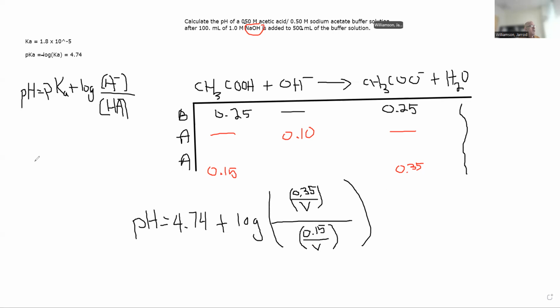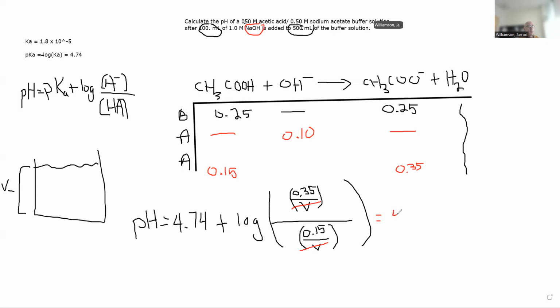But since I had that picture over here, they're both in the same container. That means whatever the value of the volume is, I had 500 mils to start, and I had another 100 mils when I added the 100 mils here. 600 mils. I don't even need to calculate the concentration because I know that this volume will be equal to that volume. I know they cancel out. So I can just use the log of 0.35 over 0.15.